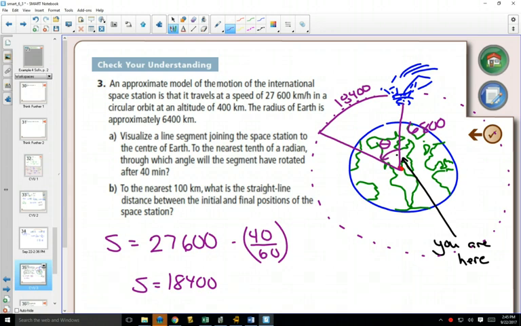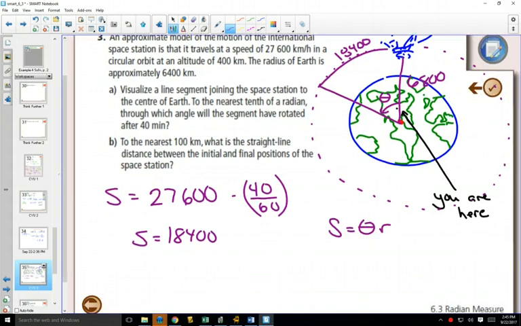This is an arc length question. Arc length questions are when you have something to do with arc length and something to do with an angle. With radians, our arc length formula, which is on our formula sheet, is S equals theta r. What do we know? What are we trying to find? We want to find theta. We know the arc length is 18,400. We don't know theta, but we know the radius of the space station is 6,800, because it's the 6,400 plus the 400.